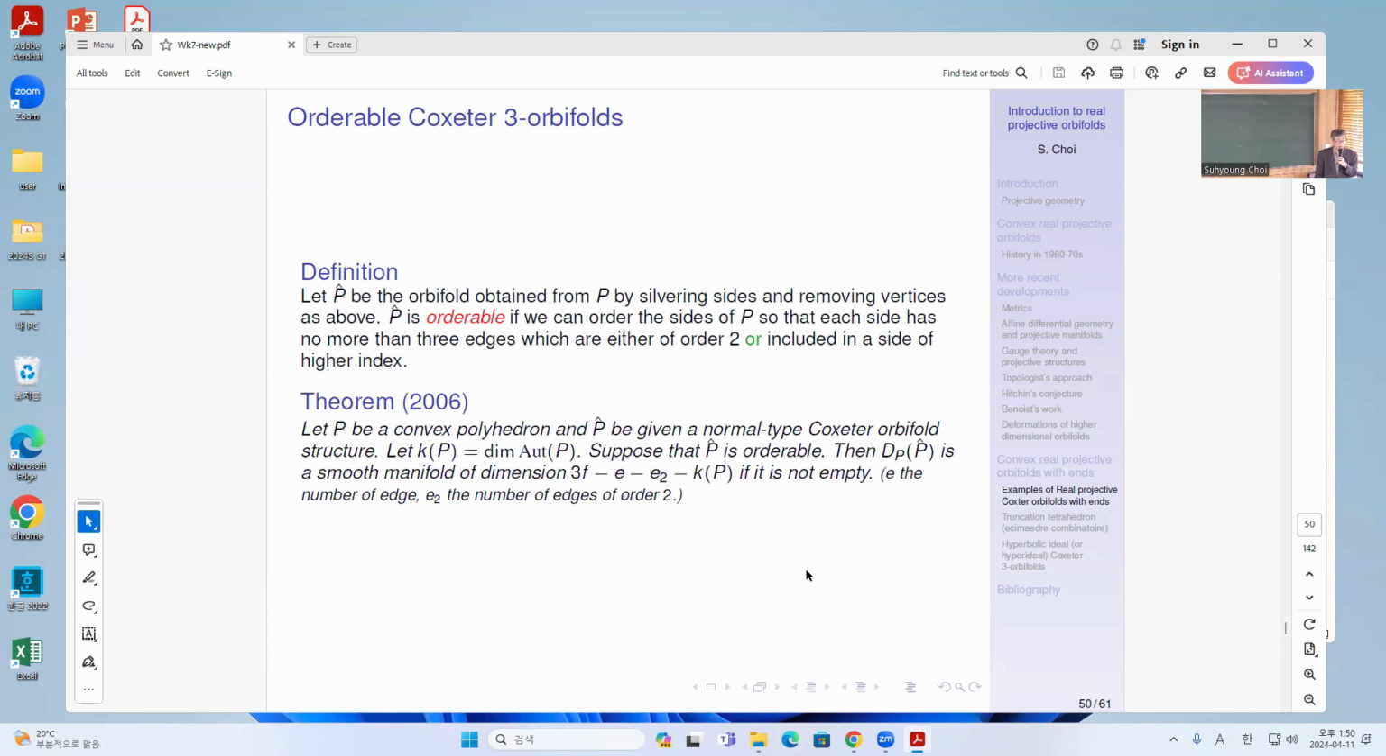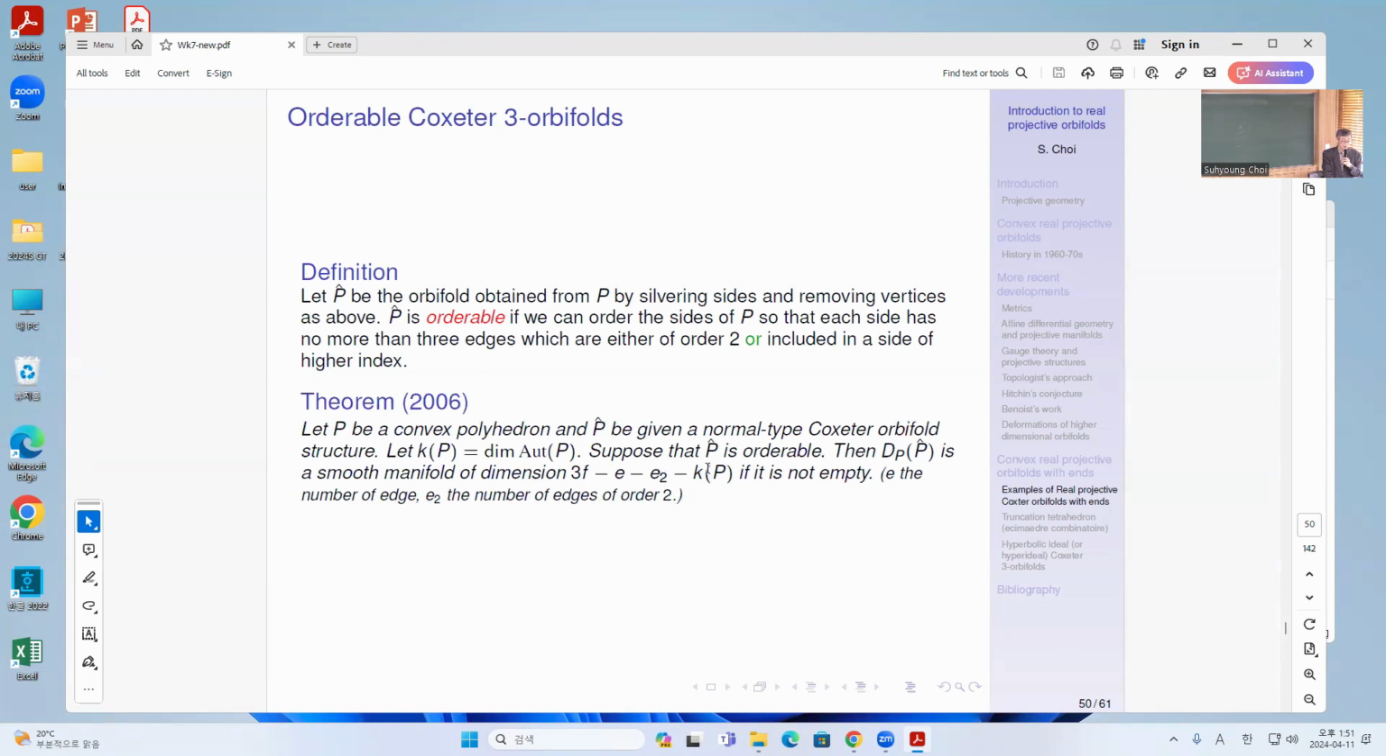So if you start with some convex polyhedron and P hat is given a normal type Coxeter orbifold structure. Here, normal type means that it's not a product, not spherical, and not affine. I forgot to say affine in the paper, but it's not affine also. Then let K_P be the dimension of D_P, and suppose that P hat is orderable. Then D_P is some smooth manifold of this dimension, if it's not empty, of course, it could be empty. E is the number of edges, and E_2 is the number of edges of order 2.